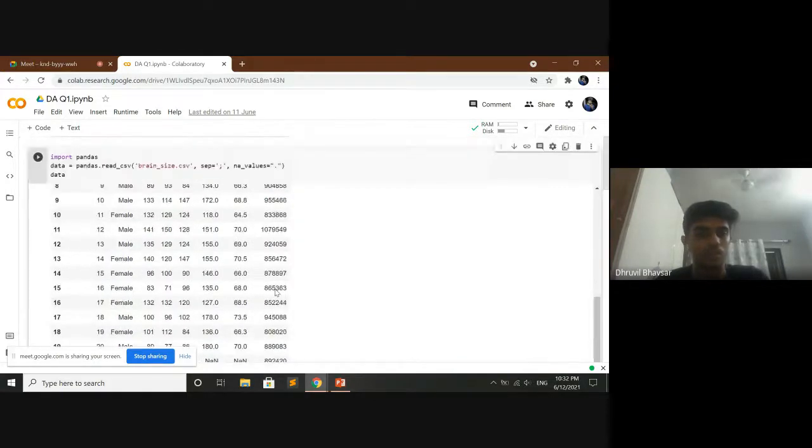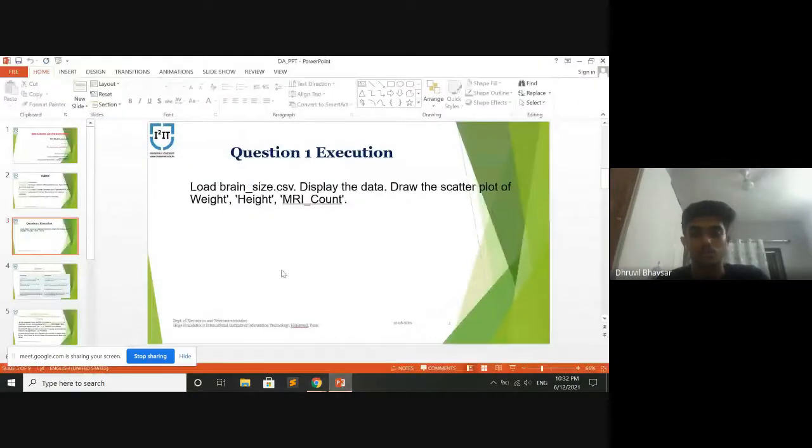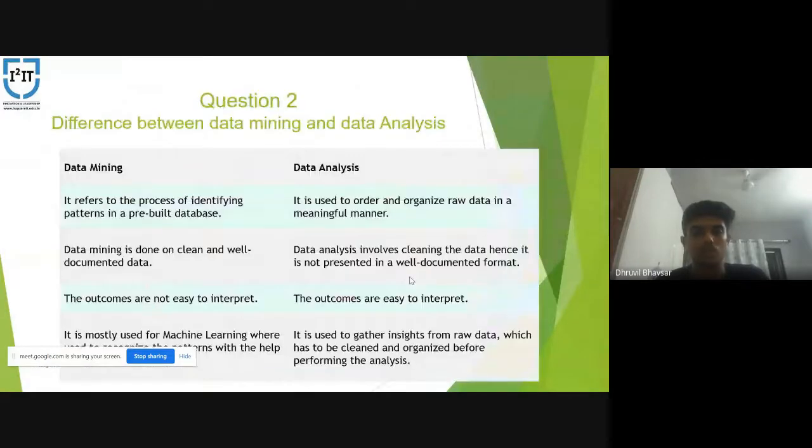So this is it for our question number 1. We will move on to question number 2. The question number 2 we were given was to differentiate between data mining and data analysis. Basically, data mining means we have to collect raw data from different sites, and data analysis means that we have to analyze the raw data and select the appropriate data from all the raw data. So here I have given the data mining.